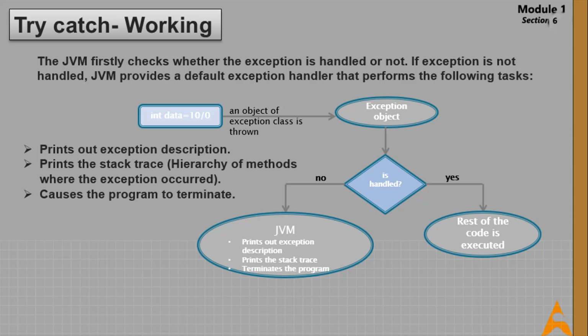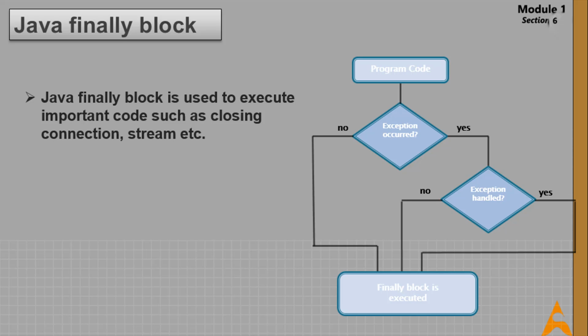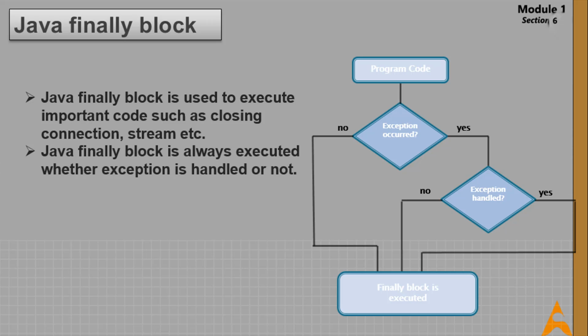What is the finally block in Java? The Java finally block is a block that is used to execute important code such as closing connections, streams, etc. The Java finally block is always executed whether the exception is handled or not. The Java finally block follows a try or catch block. See the diagram to understand the mechanism of the finally keyword.